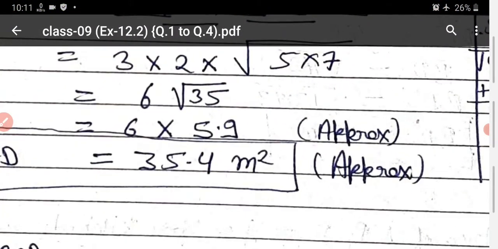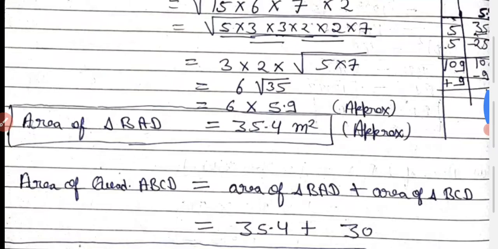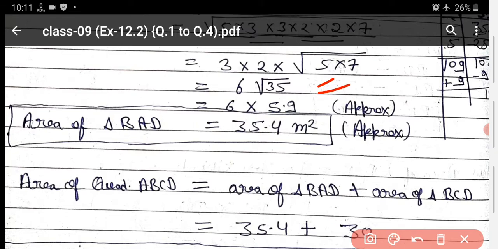When you solve you will get 5.9. So what is the area of the triangle BAD? 6 into 5.9, you will get 35.4 meter square, because you have to put this value. If the question is up to that point only, then you can remain as it is, but it is not our final answer now. We get the final answer by adding these two triangles. So you have to solve the value for 35 also.